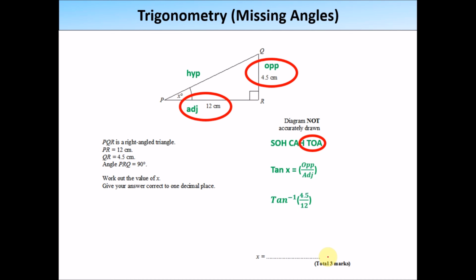Don't forget your tan to the minus 1, which leaves 4.5 divided by 12. You should have got 20.556 and so on, but this time rounding to one decimal place. Don't forget you are cutting it in there. That's a 5, so it rounds up, so the answer will be 20.6.